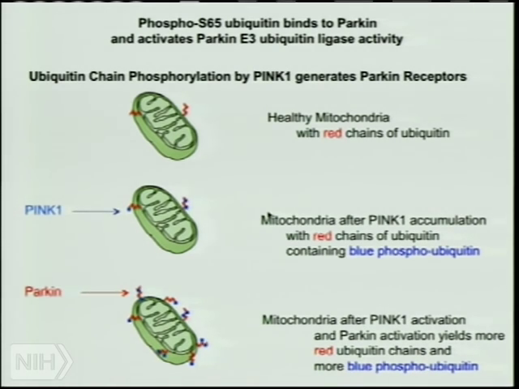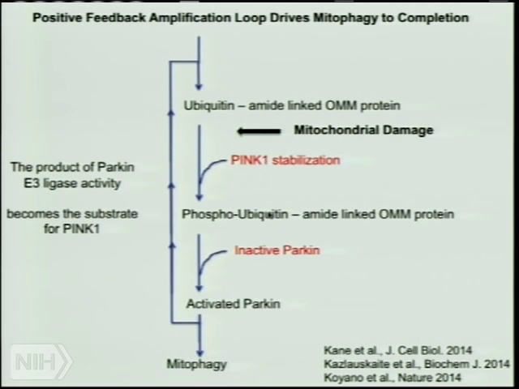So that leads to a very strong feedback amplification. You just reiterate that. So there's some ubiquitin, already amide-linked outer membrane proteins. If you have damage, Pink1 becomes stabilized and phosphorylates that ubiquitin. This then binds and activates Parkin, and Parkin ubiquitinates the mitochondria that stimulates mitophagy. But it's putting ubiquitin on the mitochondria that in turn is a substrate for Pink1 to generate more phosphoubiquitin, and that's likely what drives mitophagy to completion. You don't go partway down this pathway. Once you get this thing started, the feedback amplification.